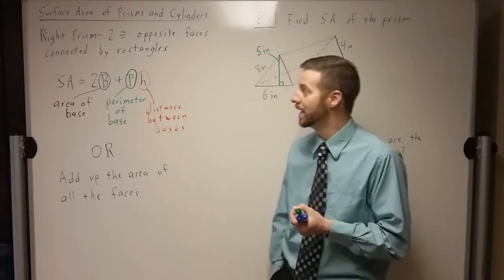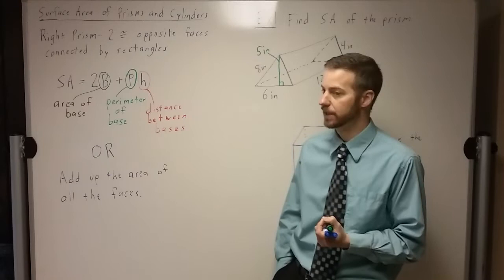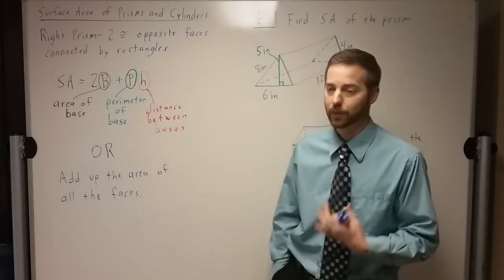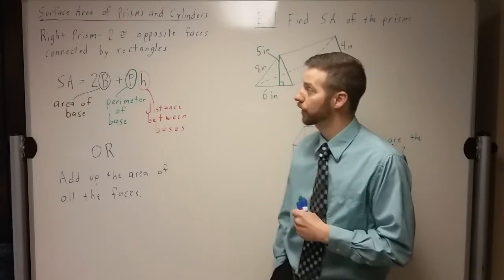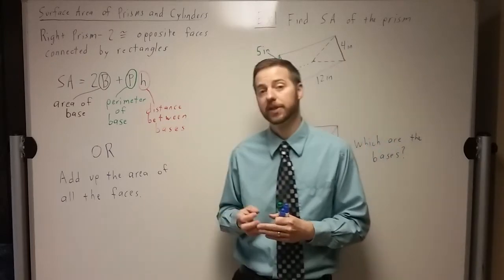We're going to look a little bit more at 3D shapes today, but what I want to get into today is how to find the surface area of some 3D shapes. We're going to do a couple of them today, we'll do a couple of them later on, but the two we're going to focus on today are prisms and cylinders.